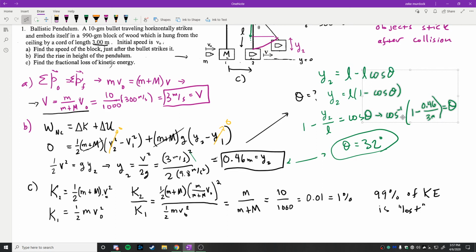Yeah, KE converts to U, which I assume by U you mean thermal energy, maybe? Like the block and the bullet are going to heat up. It's going to burn its way into or drill its way into the block.